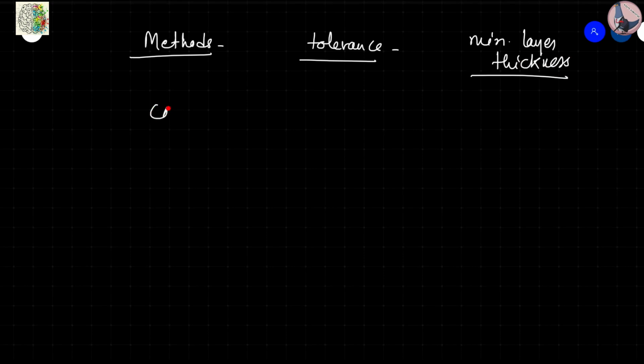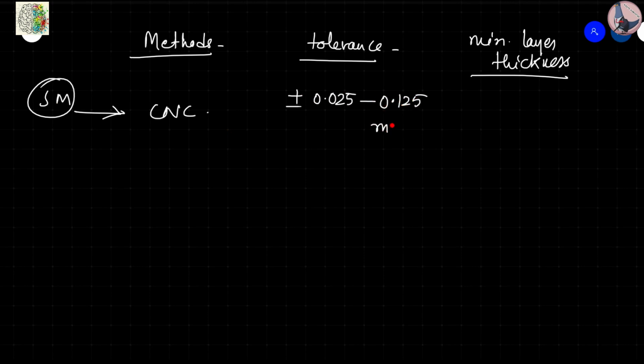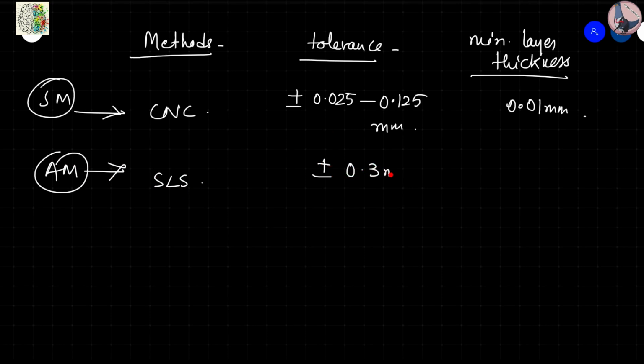Suppose you are using CNC. Now CNC is a method of subtractive manufacturing. In CNC, the tolerance you can achieve is 0.025 to 0.125, and a cutting depth of minimum 0.01 mm can also be achieved. Then let's take SLS, additive manufacturing. In SLS, the tolerance you can get is plus or minus 0.03 mm, and the layer thickness can vary from 0.07 to 1 mm.